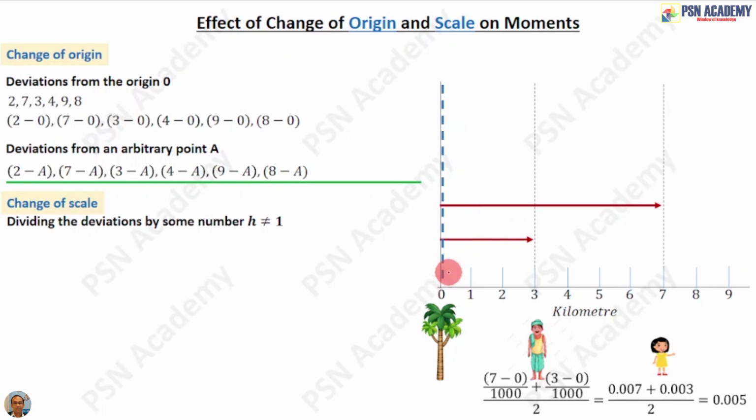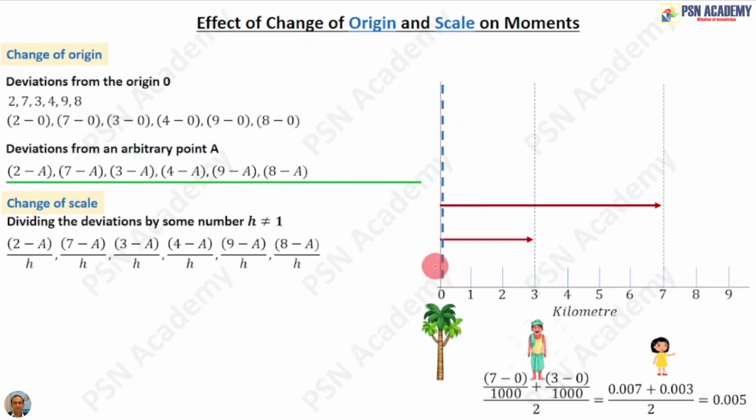So if you change the scale, then the mean deviation, which is the moment of order 1, is also getting changed, right? So we have like this. This is the original deviation, that is 2 minus a, and you divide this deviation by h. And this h is actually 1000 in our example, right? You do this to all other deviations like this. We call this scaled deviation as U1.